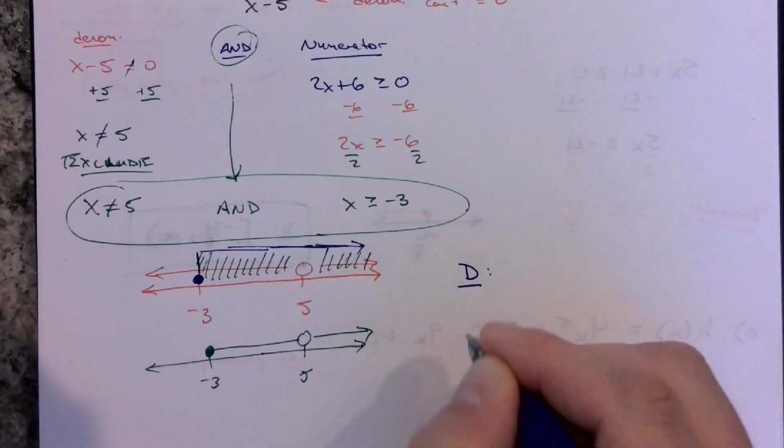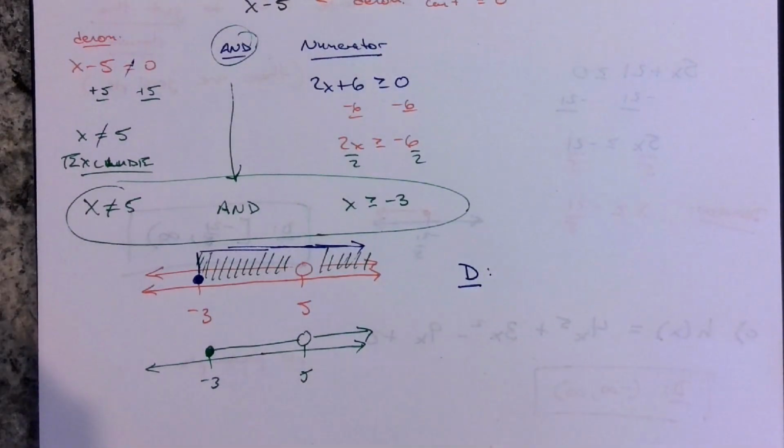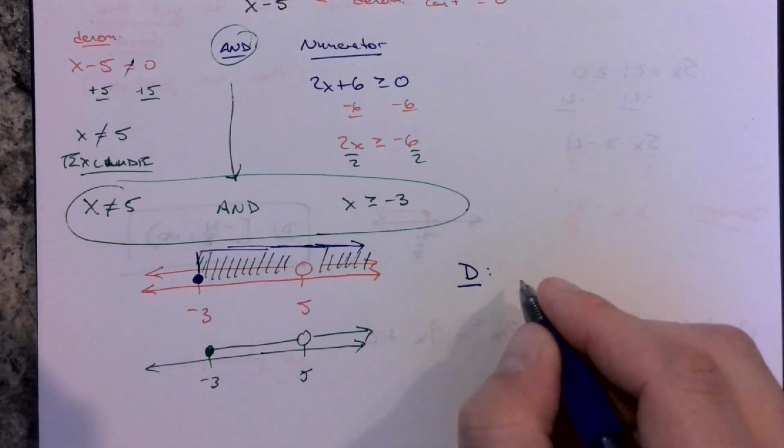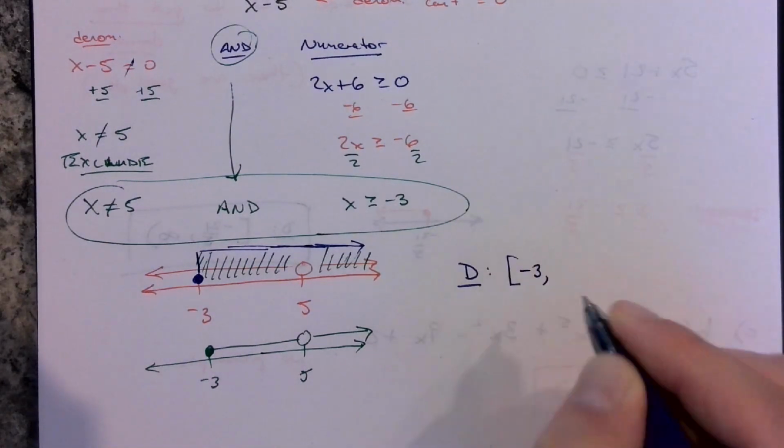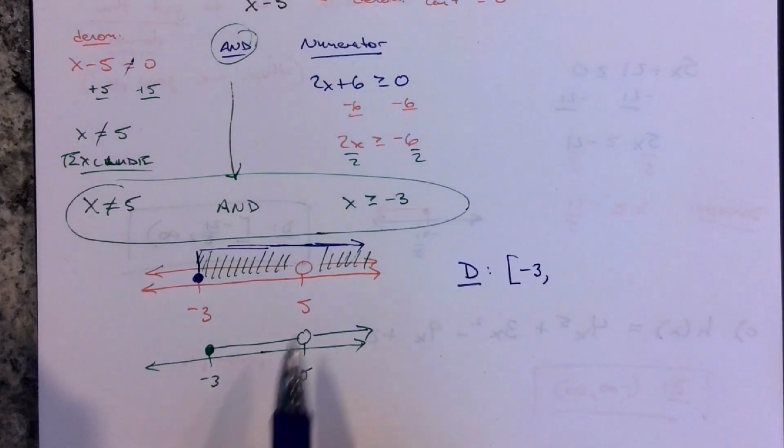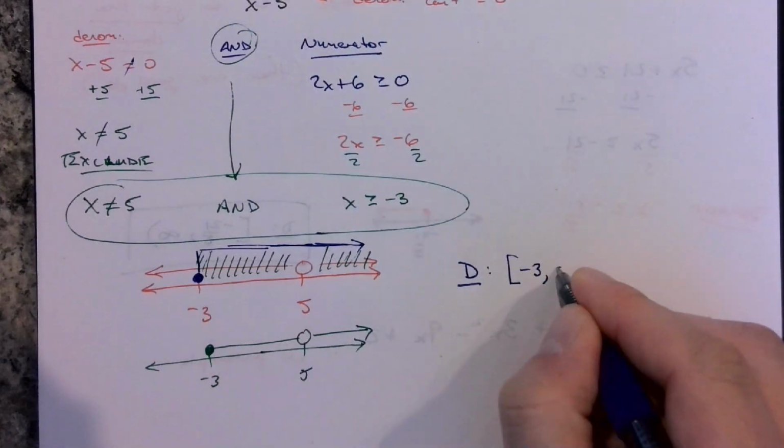The domain itself, now, we write based on this. Well, where do I start? I start from left to right, -3, I include it, so it's a bracket, -3. How far do I go? I go up until 5. I don't include 5, so we have 5 and then a parenthesis.